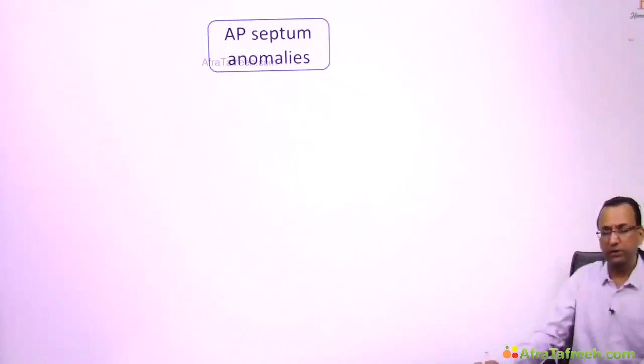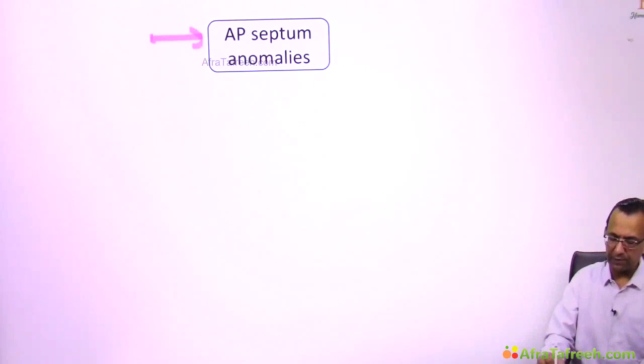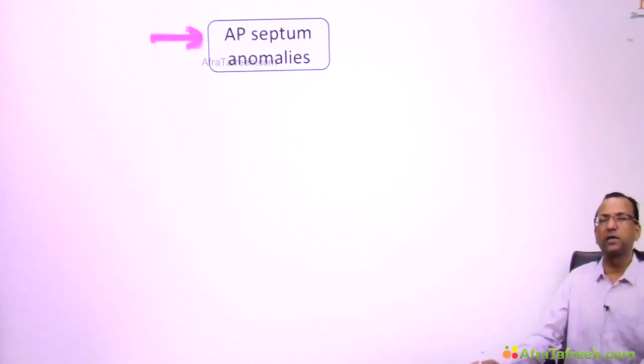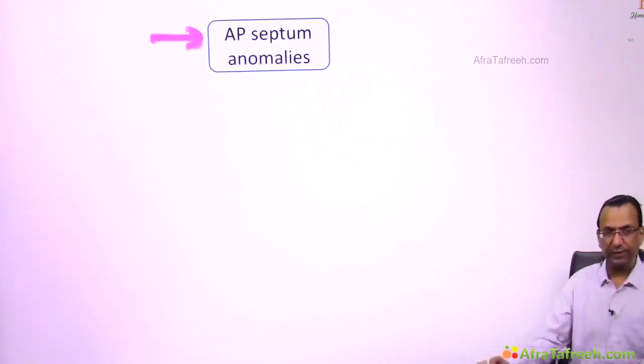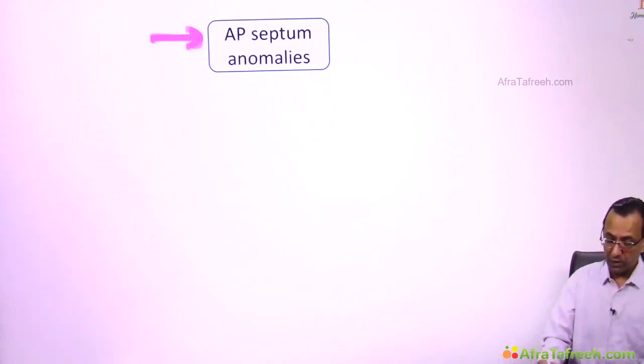AP septum anomalies. But before you discuss the AP septum anomalies, you have to understand the normal AP septum. Then you can discuss abnormal AP septum. In fact, you will be talking about three things here. What are the three things? There will be AP septum anomalies, number 1 to 3.